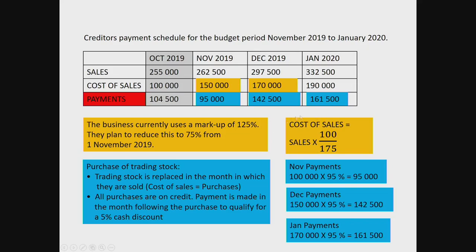Let's have a look. Just make sure we understand why we're doing that. Because in order for us to calculate the cost of sales, we need the sales. So the sales will give me cost of sales, and cost of sales will equal purchases. And there's no split between the purchases because it says all the purchases are on credit. So that cost of sales is actually your purchases, and then we just have to pay them in the month after, but minus 5%.